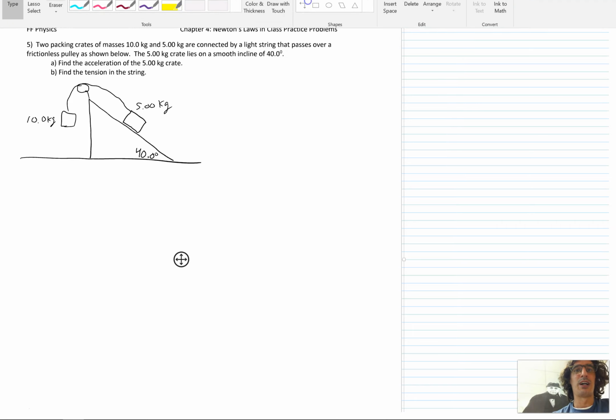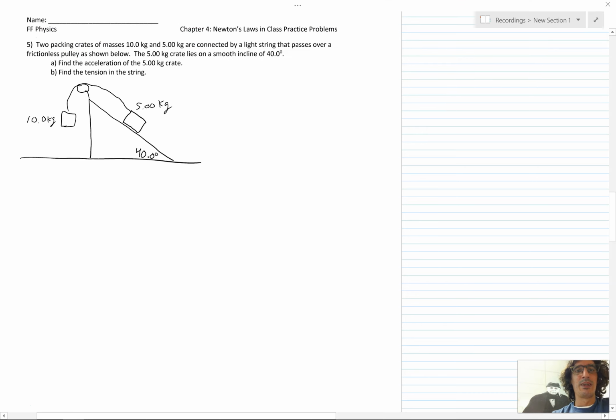To help simplify things, we're going to say that the direction of the acceleration is the positive direction. The 10 kilogram mass is accelerating downwards, so we're going to say that down is positive. The 5 kilogram mass is accelerating up and to the left, so we'll say that up and to the left is positive as well.